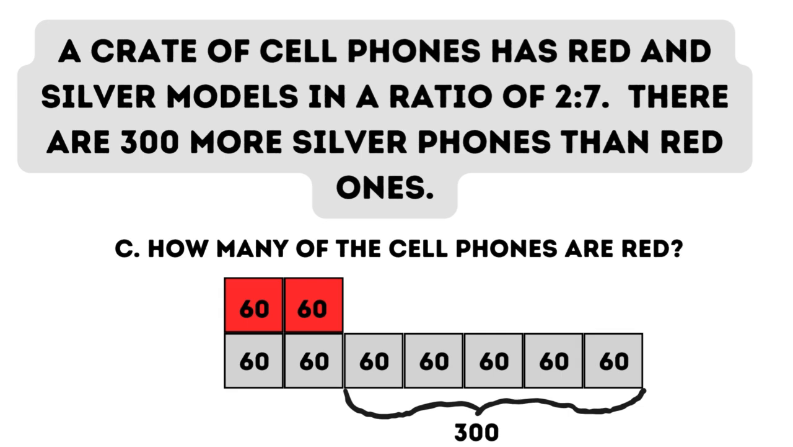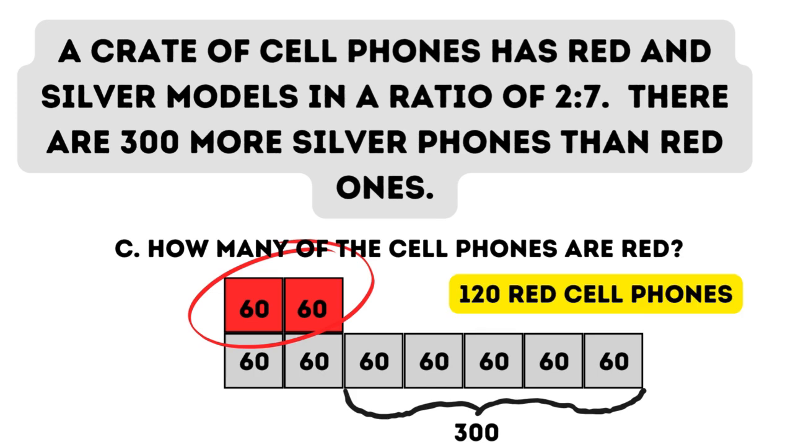Part C, how many of the cell phones are red? So we can see we have 2 red squares here, 60 plus 60, so we have 120 red cell phones.